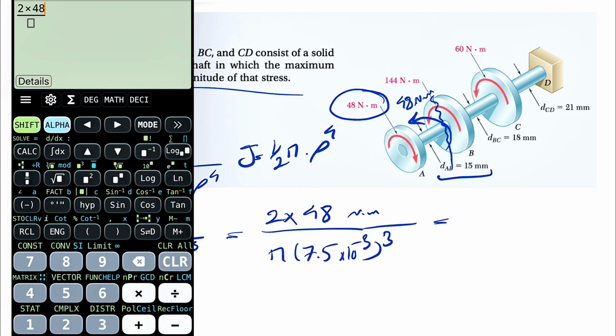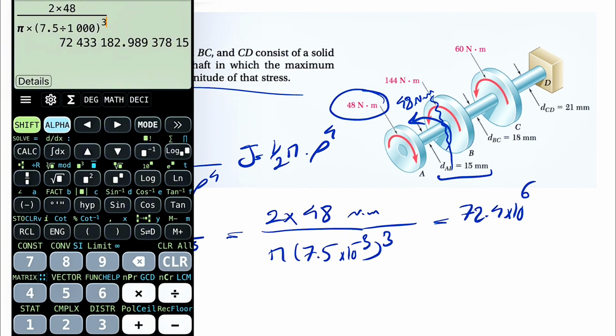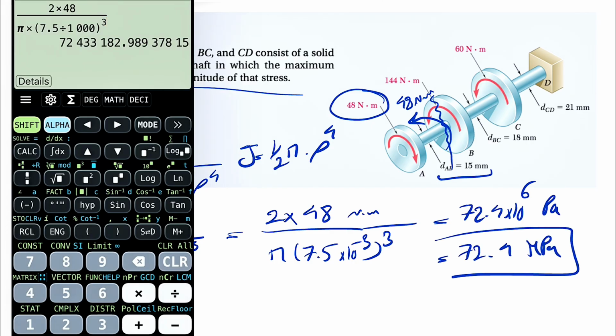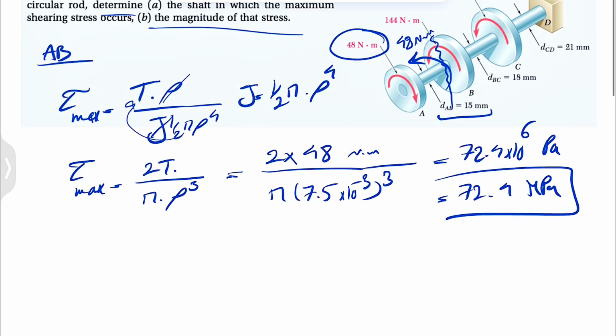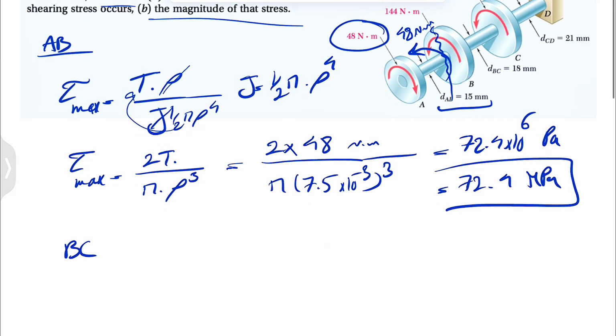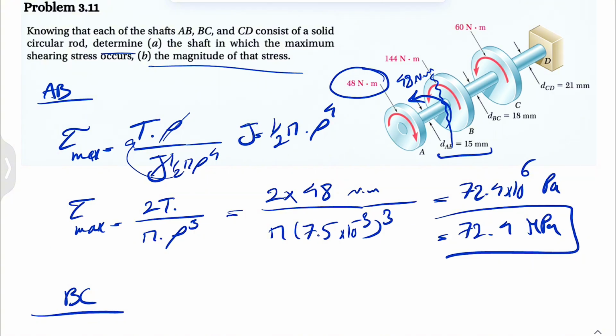Let's see what we get. 2 times 48 over pi times 7.5 divided by 1,000, all to the power of 3. That's going to give us 72.4 times 10 to the 6 Pascal, or we can just report it as 72.4 megapascal. So that's for the member AB. Let's move on to the member BC. Same idea. Now we have a different cut.